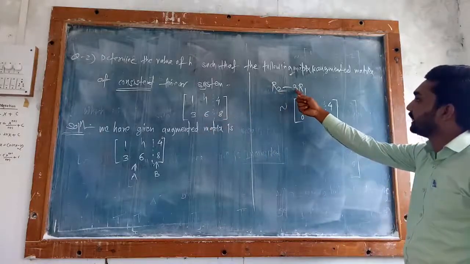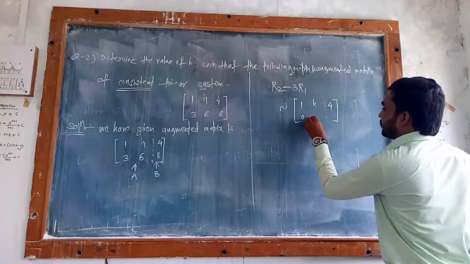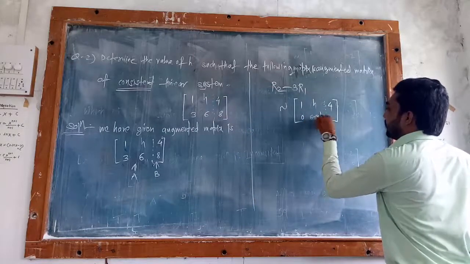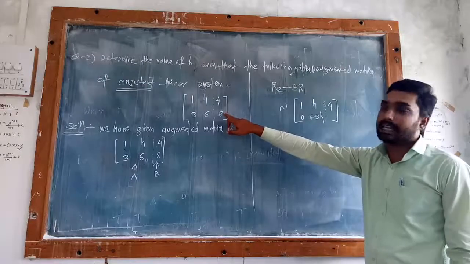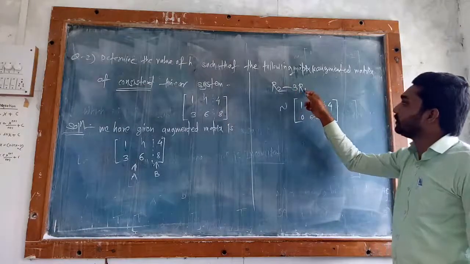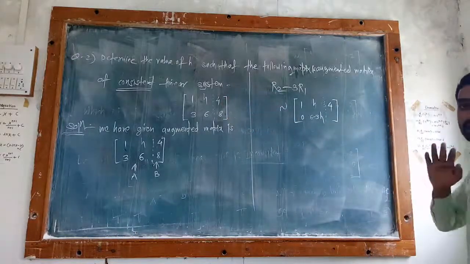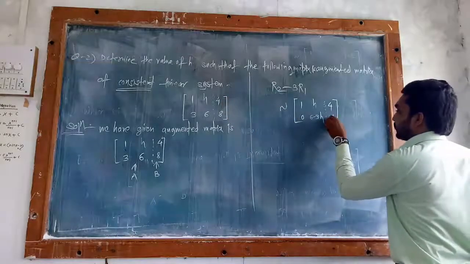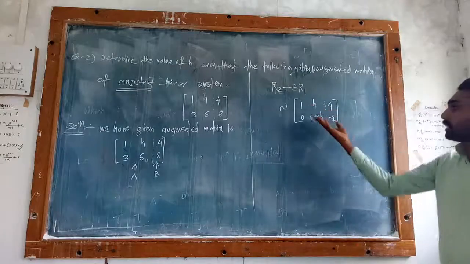The second value is 6 minus 3 into h, so this value is 6 minus 3h. The last value is 8 minus 3 into 4: 3 into 4 is 12, and 8 minus 12 is minus 4. So we have made this matrix into upper triangular form.